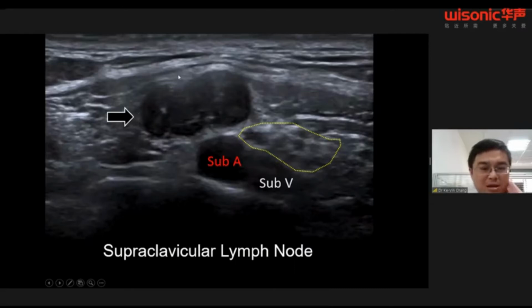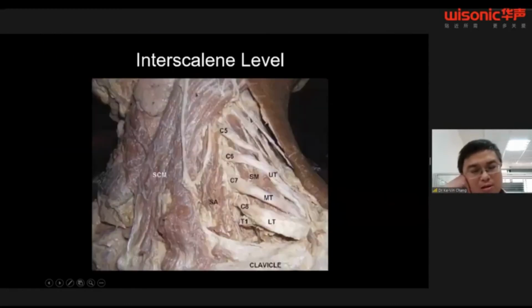And then you can easily find, on top of the first rib and posterior to the subclavian artery, the brachial plexus. It's like a bunch of grapes on top of or posterior to the subclavian artery. And in this area, actually, there are many pathologies. For example, in this case, this is subclavian artery, this subclavian vein, and this is our brachial plexus.